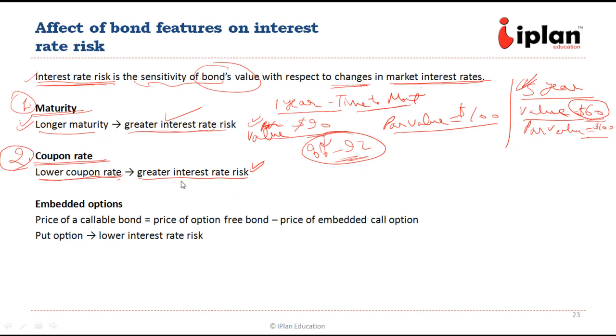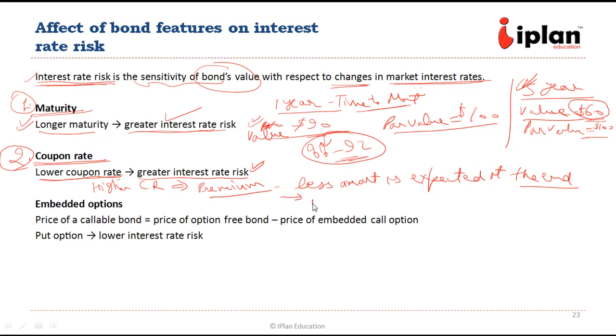While if we compare it with higher coupon rate, that says the bond is being traded at premium, so less amount is expected at the end. So the effect of interest rate in this case is lower, meaning lower interest rate risk.